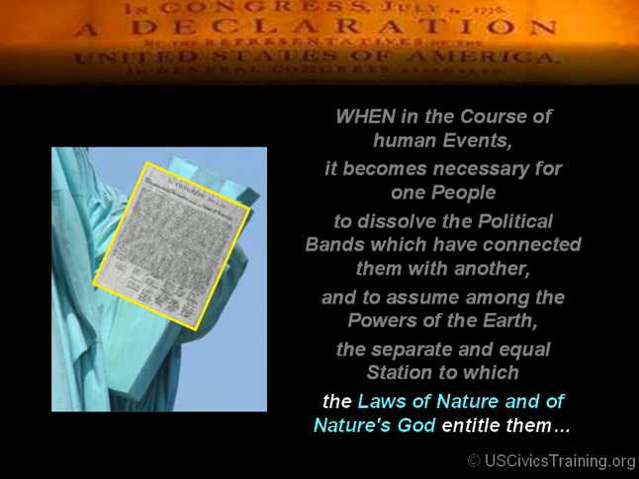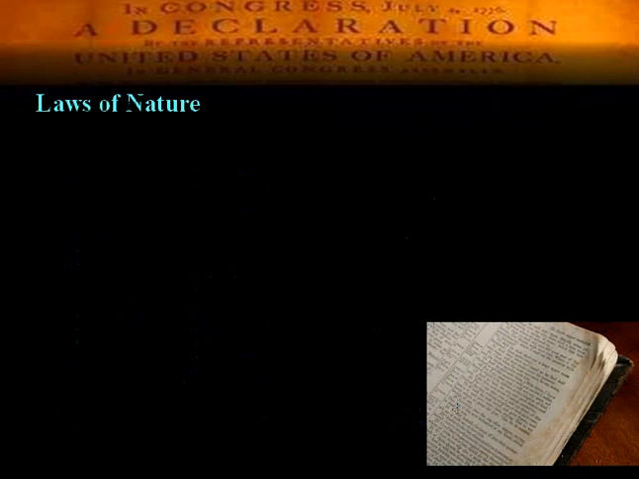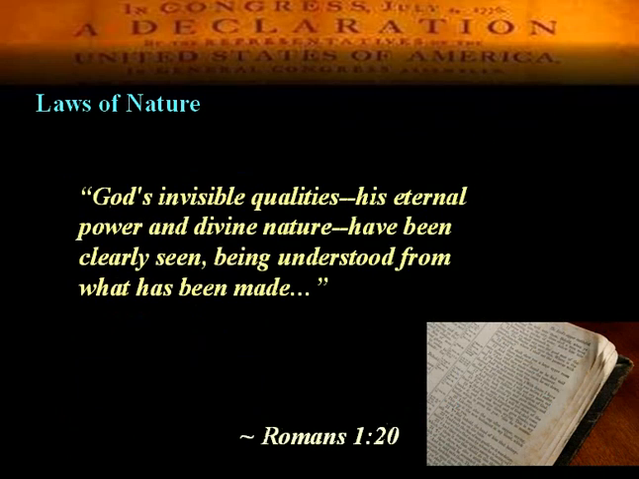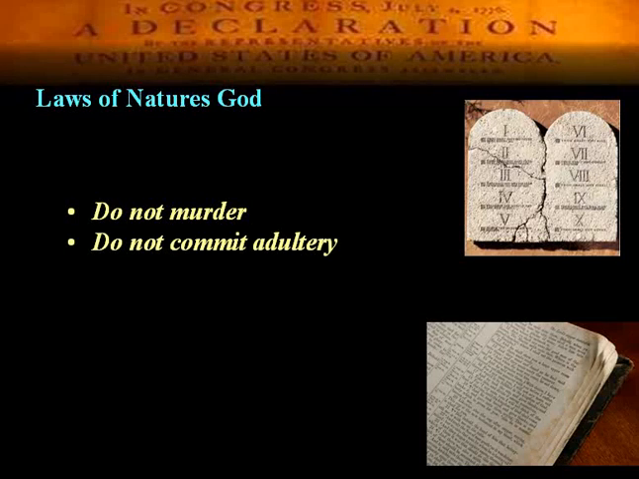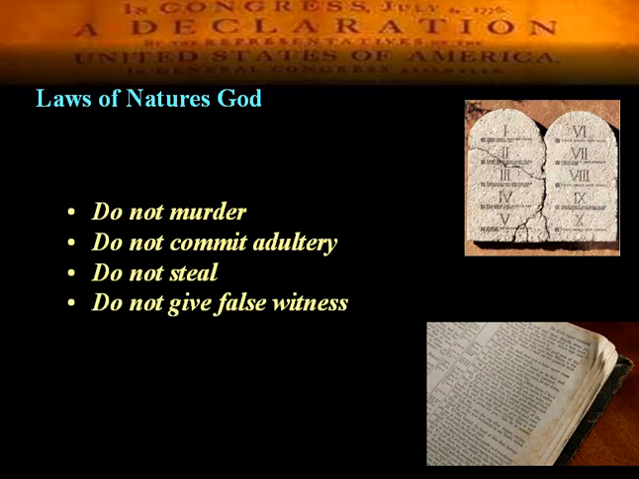Well, let's take a look at this phrase, the laws of nature and of nature's God. The ancient literature says that the laws of nature are these: God's invisible qualities, His eternal power and divine nature, have been clearly seen, being understood from what has been made. The idea here is that there are laws in nature that God created that when applied, either in our personal lives or in our civic life, will make life better. The laws of nature's God is what forms the basis of our legal system in the United States. Do not murder, do not commit adultery, do not steal, do not give false witness, and do not covet. And our whole legal system is built around a framework of those five.